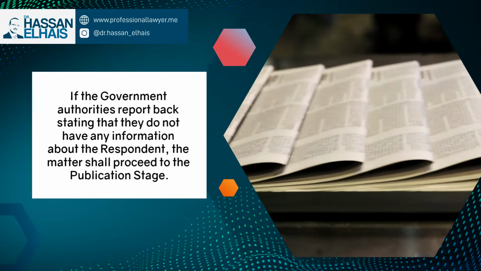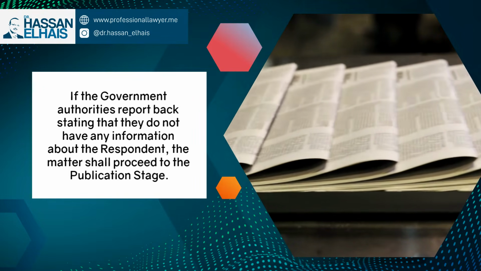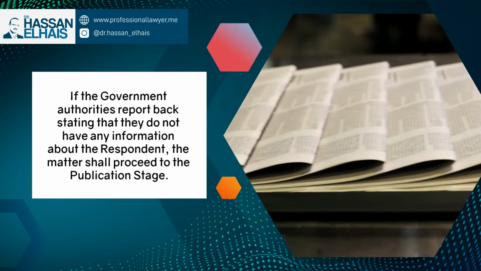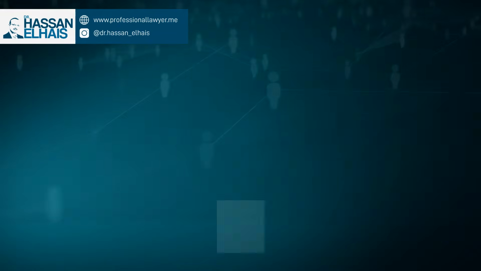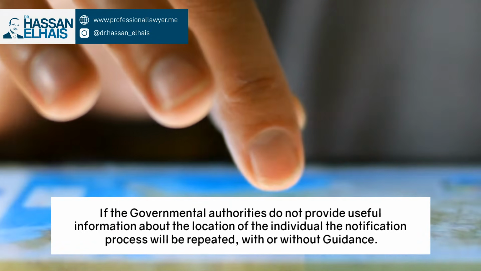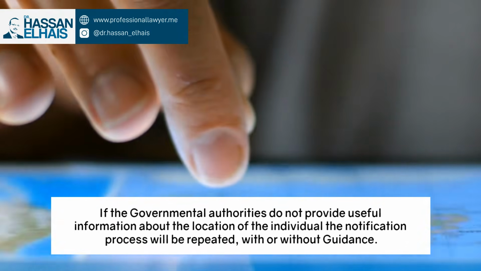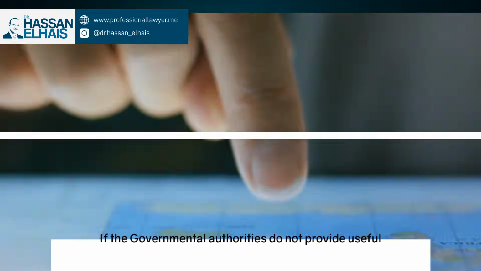If the government authorities report back stating that they do not have any information about the respondent, the matter shall proceed to the publication stage. Rarely, the government authorities cannot provide information on an individual. If the government authorities do not provide useful information about the location of the individual, the notification process will be repeated, with or without guidance.